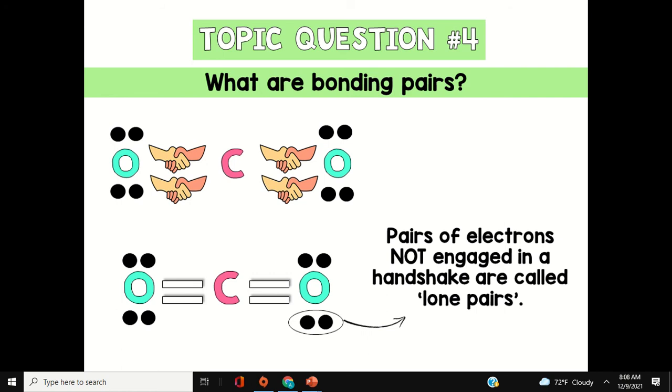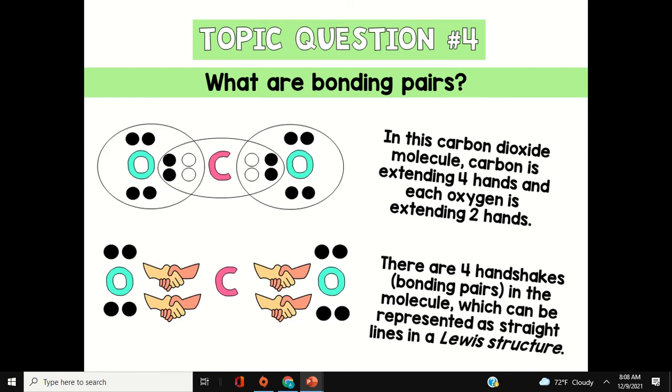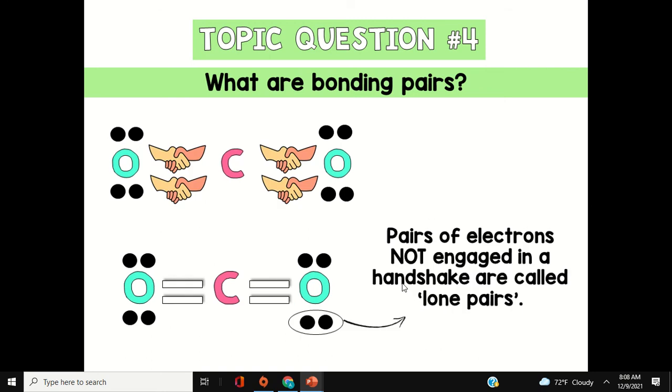So the pairs that are actually involved in the bonding with the other element are going to be called your bonding pairs. And the pairs that are not involved in the bonding, these are going to be called lone pairs. So if you're looking at the bottom portion of question number 4, that's where you're going to find this right here.